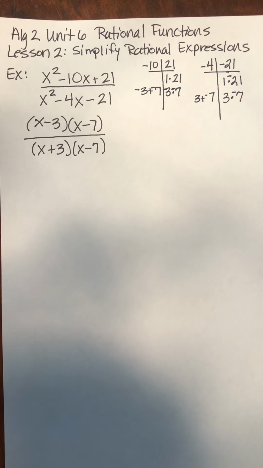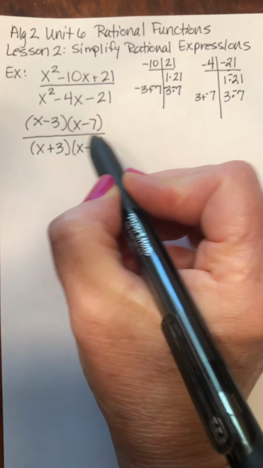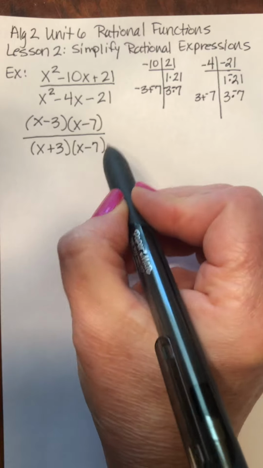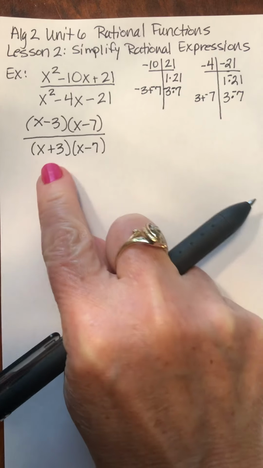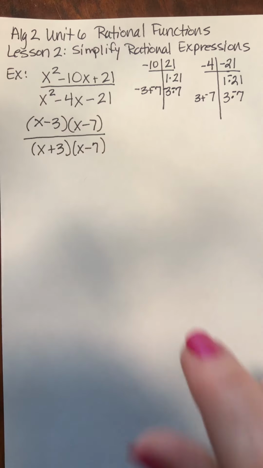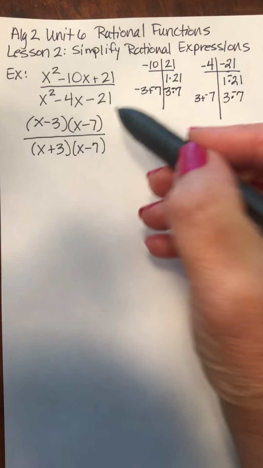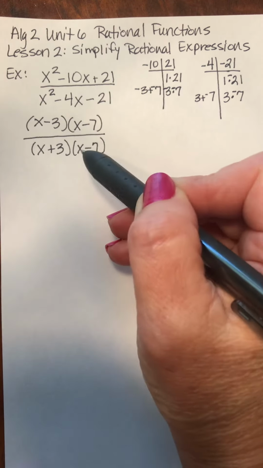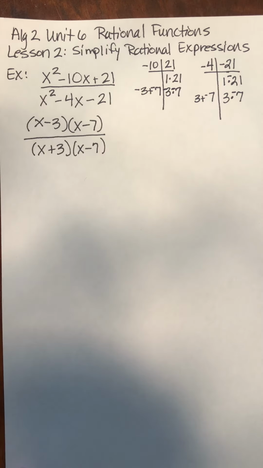We are going to cancel those out simply because they're in parentheses and they're being multiplied. This is all one thing. This is all one thing. And this is being multiplied by x plus 3. This is being multiplied by x minus 3. So as long as something is being multiplied, you can cancel out the entire part of that problem.